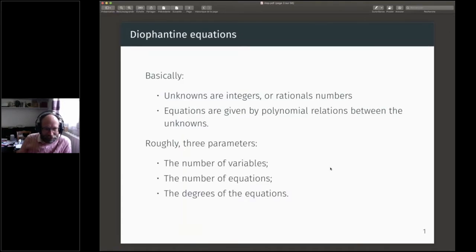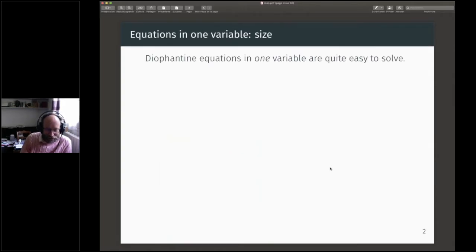So roughly, we have three parameters. We have the number of variables, the number of unknowns, the number of equations, and the degrees of the equations. And we could add the coefficients of the equations, but what we want to say will be relatively insensitive to those coefficients. So the title of the talk is 1, 2, 3 and ABC, and the first one could be the number of variables. So let's say 1, and Diophantine equations in one variable.